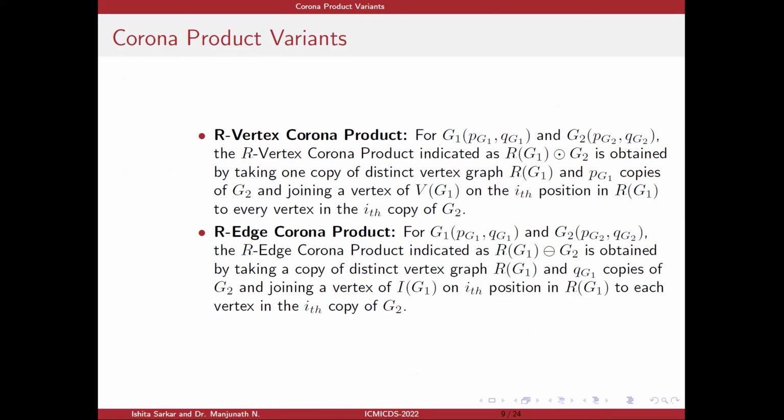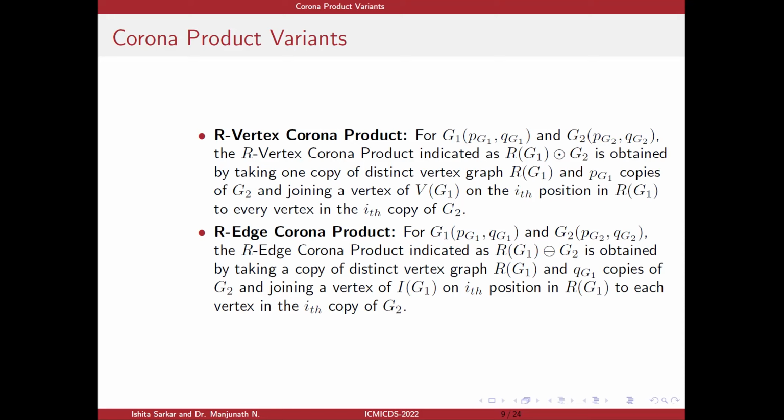The corona product variants. First, we talk about the R vertex corona product. Suppose we take up 2 arbitrary graphs G1 and G2 with p_i and q_i denoting the number of vertices and the number of edges in the corresponding graphs. So the R vertex corona product, indicated as the given notation, is obtained by taking 1 copy of the triangle parallel graph of G1 and p1 copies of the second graph G2, and joining the vertex of the G1 graph on the ith position in the triangle parallel graph of G1 to every vertex in the ith copy of the second graph, our G2 graph.